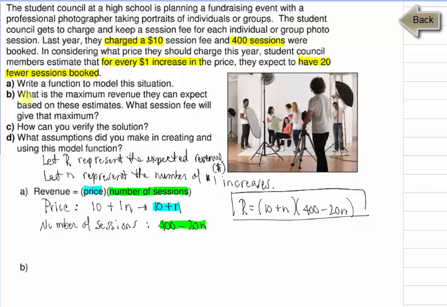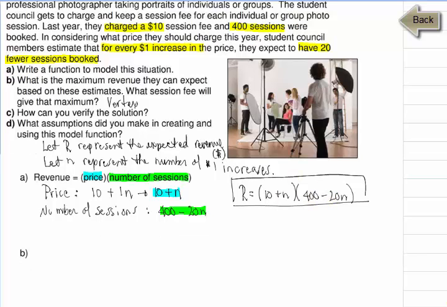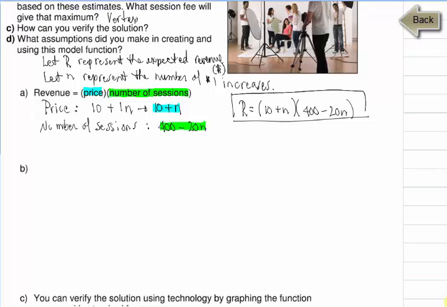In B, you've been asked what is the maximum revenue that they can expect based on these estimates, and what session fee will give that maximum. Now, whenever we use words like maximum or minimum, it means we want the vertex, okay? And because we want the vertex and our equation is written as a product of two binomials, we will want to first write this out into standard form by expanding, foiling. And then we want to complete the square to put it into vertex form. Okay, so we will start by expanding this by using FOIL.